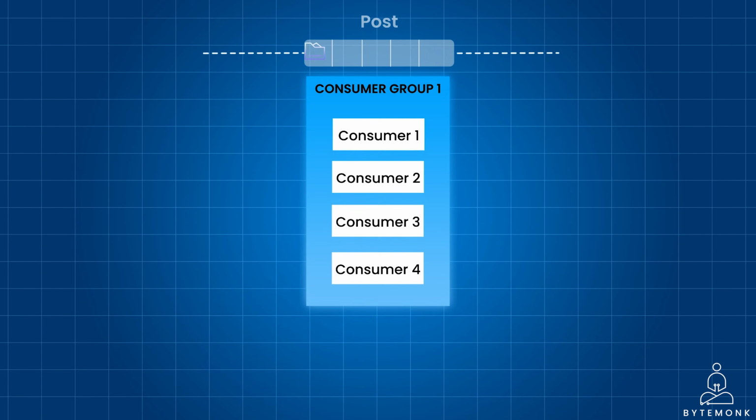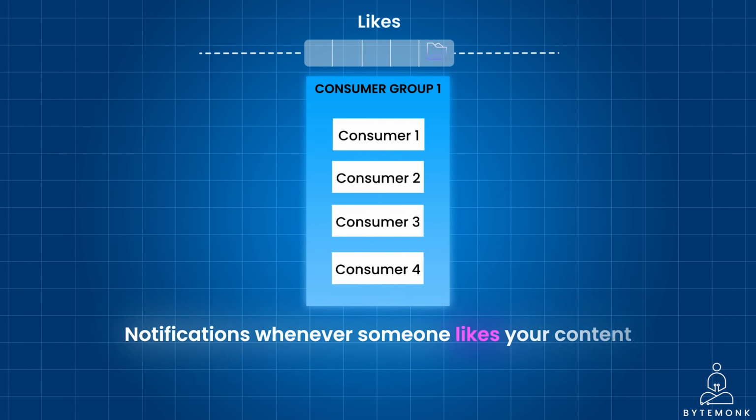A separate consumer group focused on the likes topic can handle sending out real-time notifications whenever someone likes your content. This feature can be particularly useful for businesses looking to engage with their audience and build relationships with potential customers. By promptly acknowledging likes, businesses can show their appreciation and encourage further interaction.